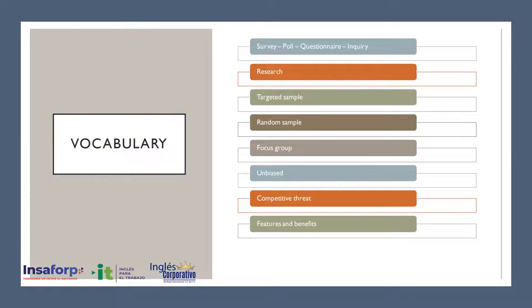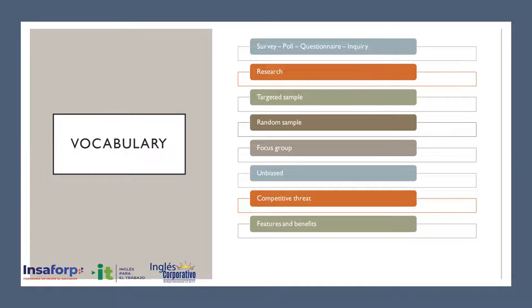Investigation. Good. What is targeted sample? Do you know what targeted sample is? I don't know. Go ahead, please, Raul. I don't know if it's a specific people, because target can be a person. Correct. Yes, correct. It's a sample for specific clients or for specific customers with the same characteristics. The market that I want to touch.